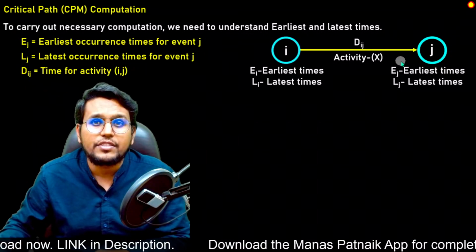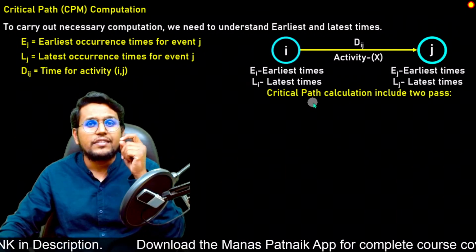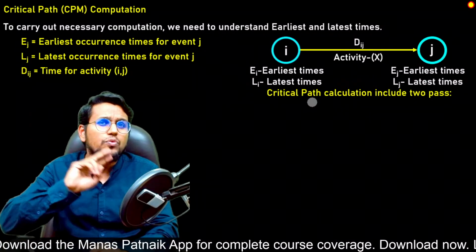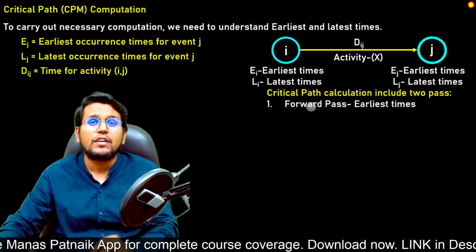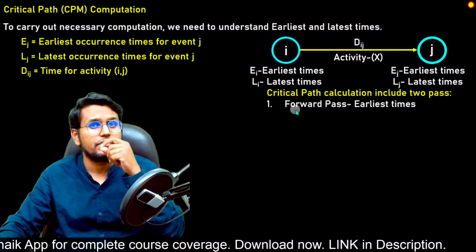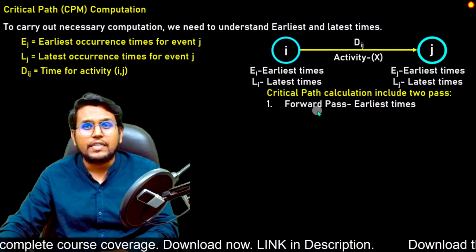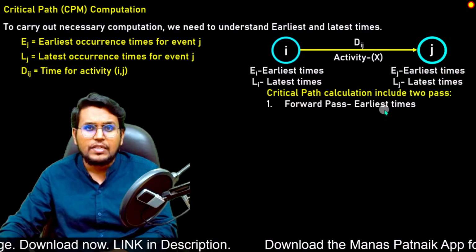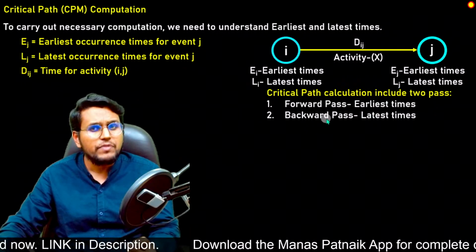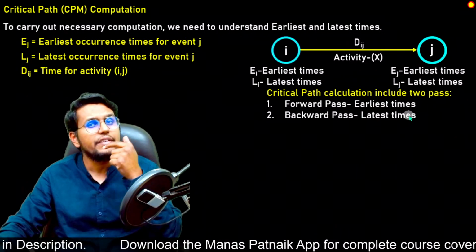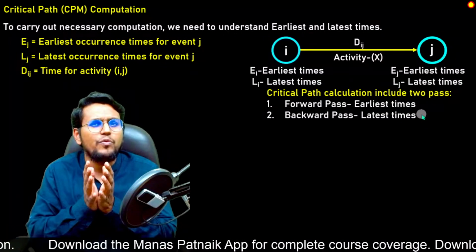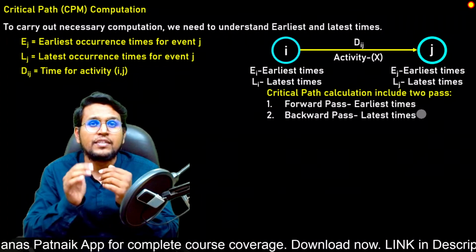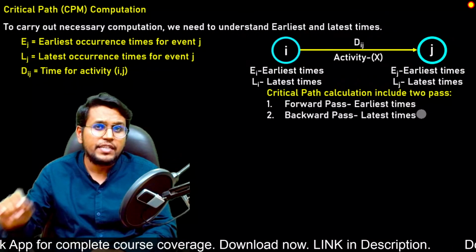Okay. Now let's move ahead and understand the critical path calculation. Critical path calculation is done in two ways. One is the forward pass first, where we calculate the earliest times. After that we do a backward pass, where we calculate the latest times. Now let us see how we calculate the forward pass and backward pass with an example.